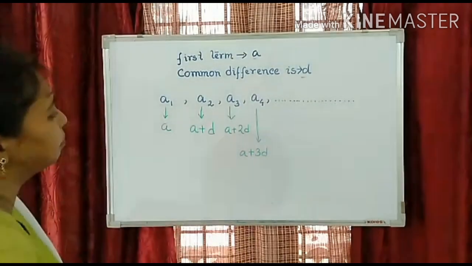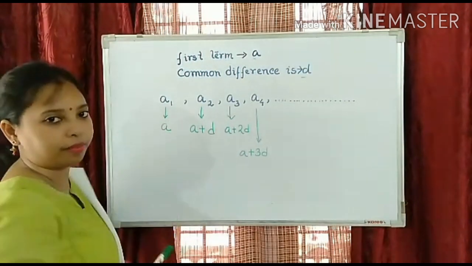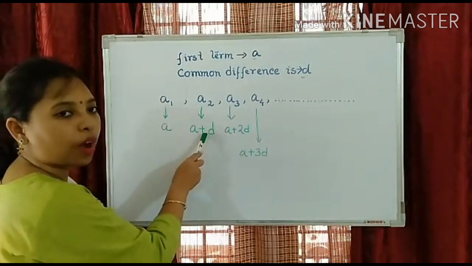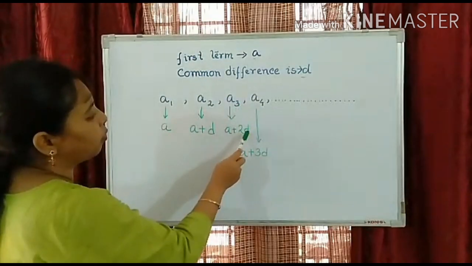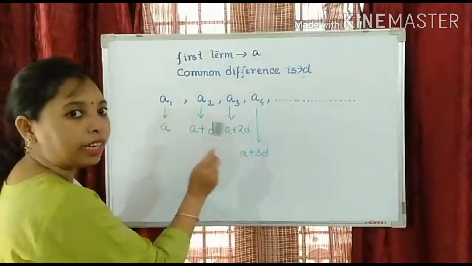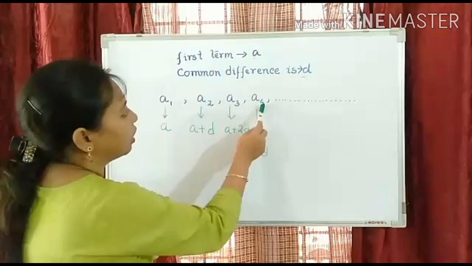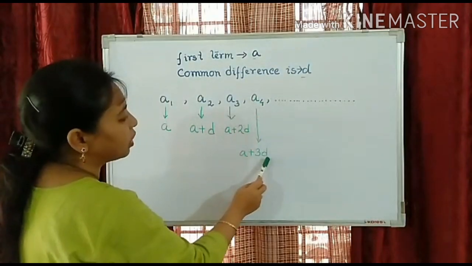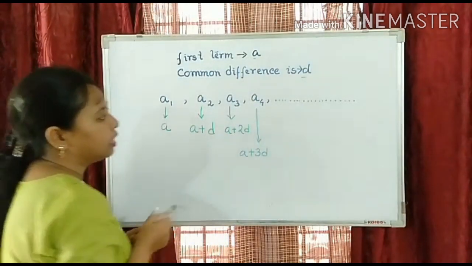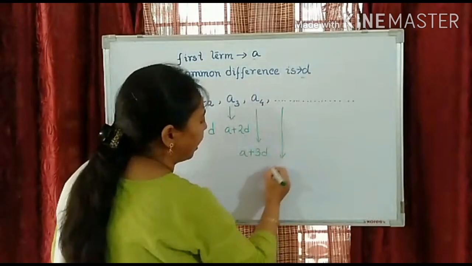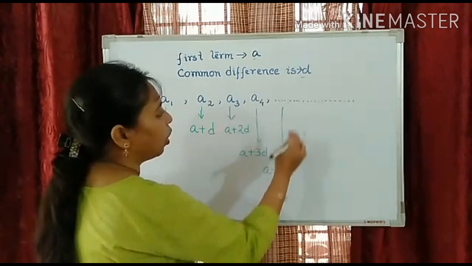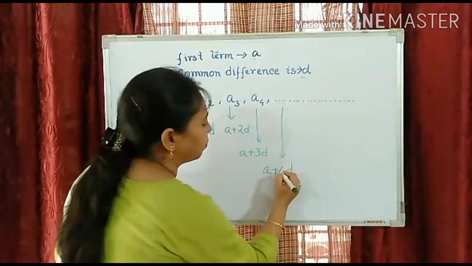If you look at them, in the first term, D is not there. In the second term, the coefficient of D is 1. In the third term, the coefficient of D is 2, which is 1 less than 3. When it is the fourth term, the coefficient of D is 3, 1 less than 4. So if we want the fifth term, then A plus, along with D, the coefficient will be 1 less than 5, meaning 4D.